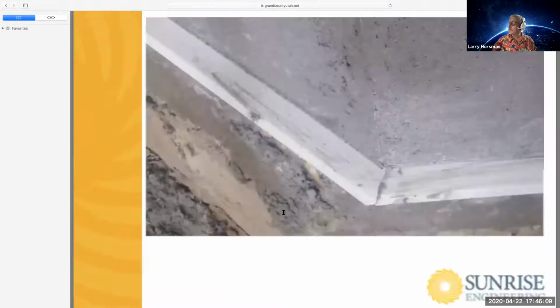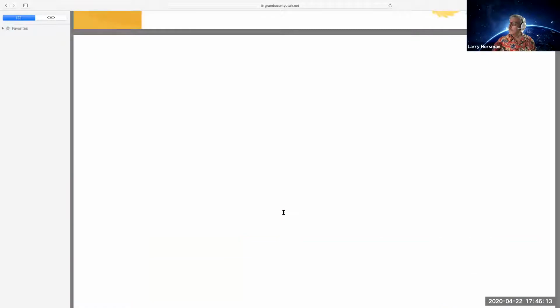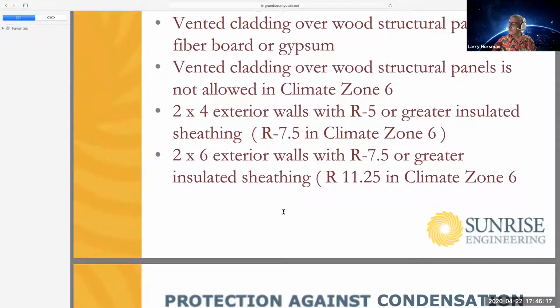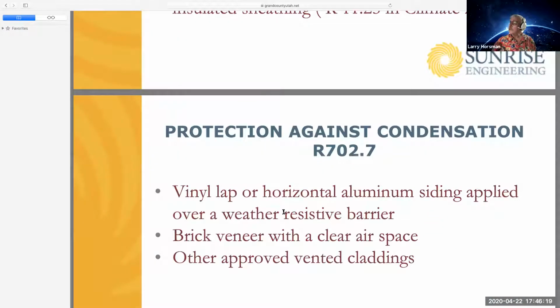I don't know what that's a picture of, but that's all just blah, blah, blah stuff on energy.